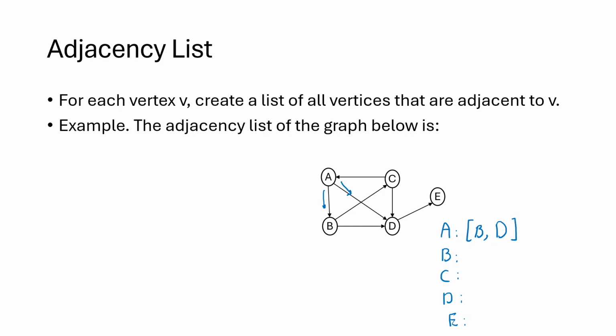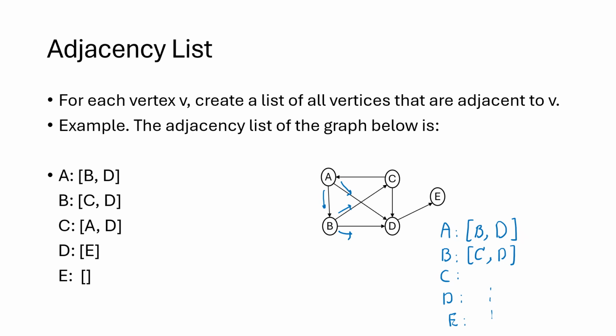Now for B, again, we need to look at the graph. We see that there is an edge going from B to C. So C will be in the adjacency list corresponding to B. And also there is an edge going from B to D. So D is in the list as well. And so on. And what we get at the end is a set of lists, one for each vertex. And this is called the adjacency list representation of the graph. And here's the complete list for you.